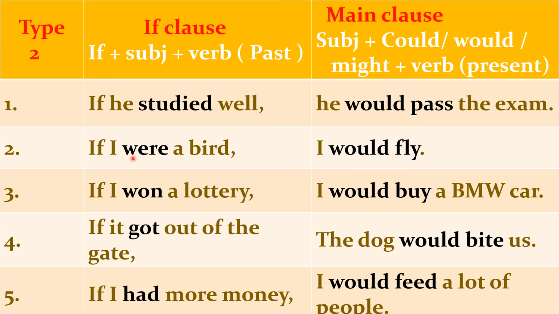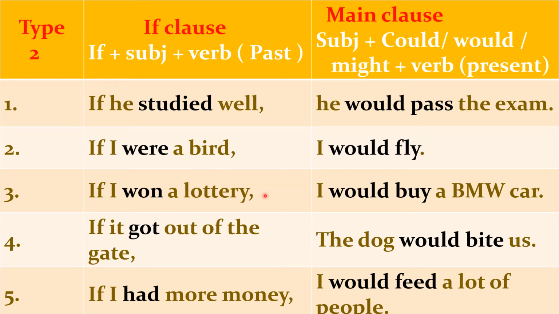In hypothetical condition or in imaginary condition, we must use were next to I. We must not use was. If I was is wrong, if I were is correct. If I were a bird, I would fly. Here, this is an imaginative condition because I am not a bird, so I cannot fly is the meaning of this sentence. This is hypothetical.